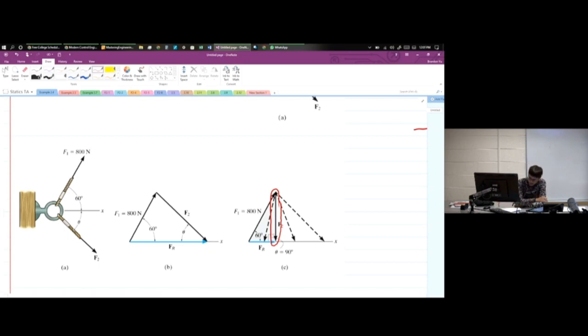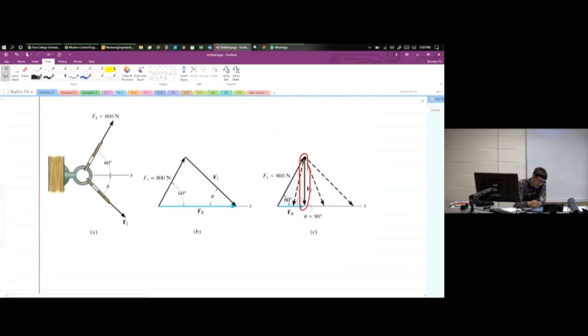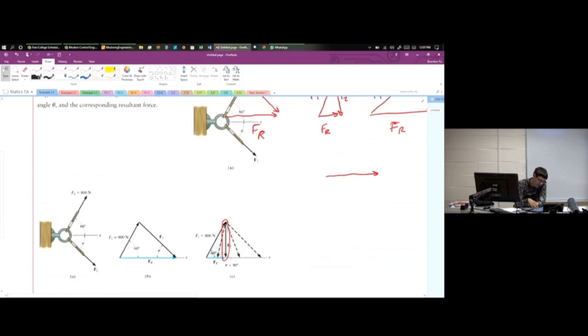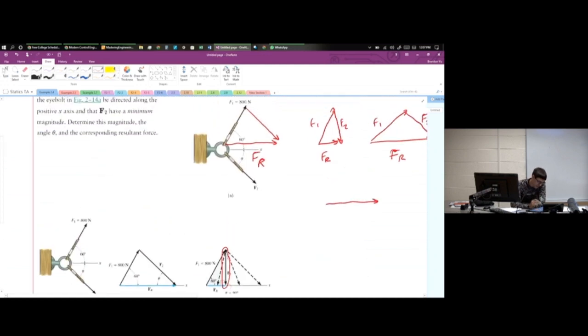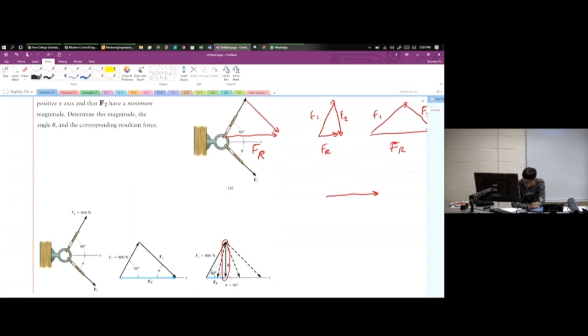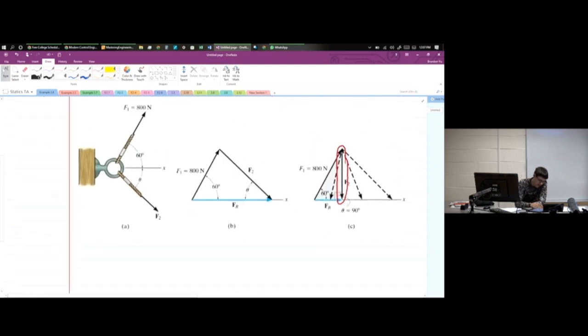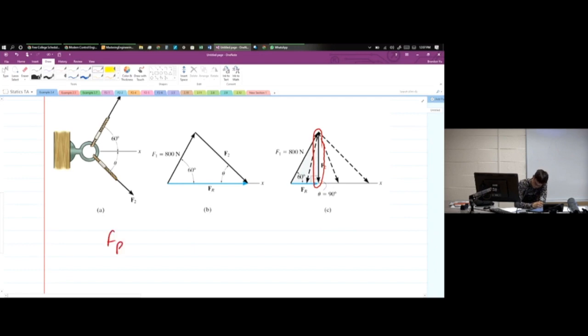So with that, we can break apart the forces, right? And we can label the angles. So we know that this is 60 from the figure here. So we have 60, we have that theta, and then we would have to solve for F2, right? So we can say that FR would equal 800 times cosine 60, right? Because the cosine would be the adjacent vector from this 60 degrees, which would be that FR value.